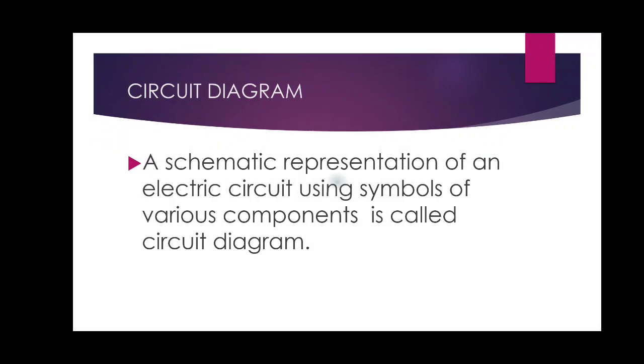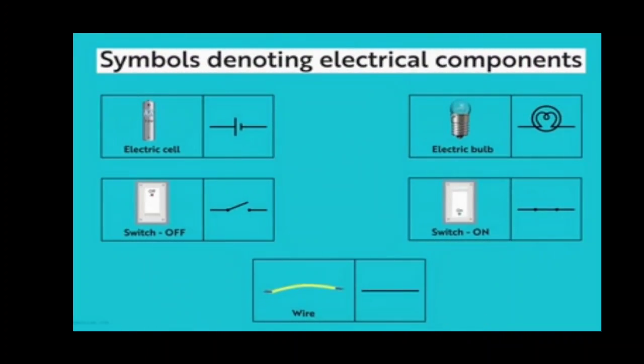Let us go through some of the symbols of the simple components which will be used by us in drawing the circuit diagram. Here is a cell. A cell is denoted by a long line and a short line. The long line denotes a positive terminal and the short line denotes a negative terminal. Next is the bulb. Every time we can't keep drawing this bulb, so we denote it by an inverted W symbol and a circle above it.